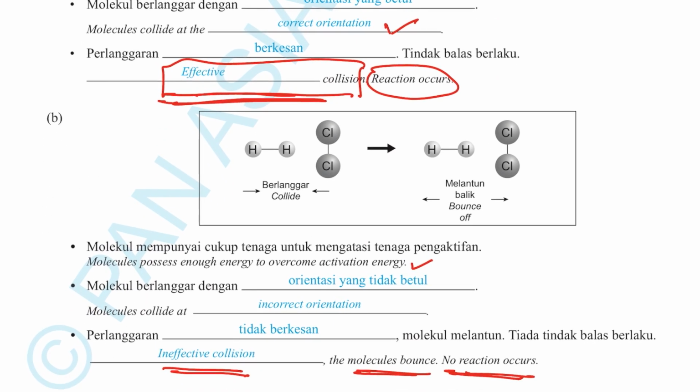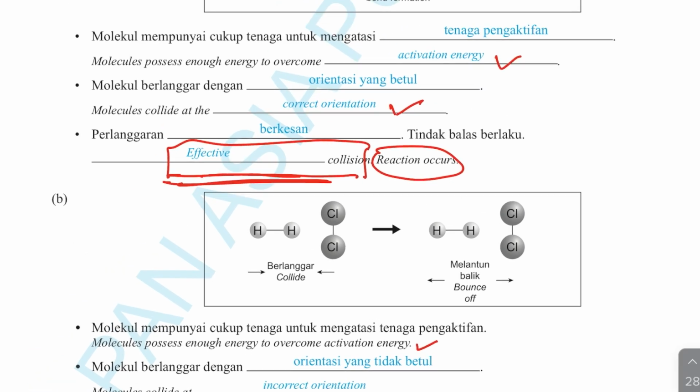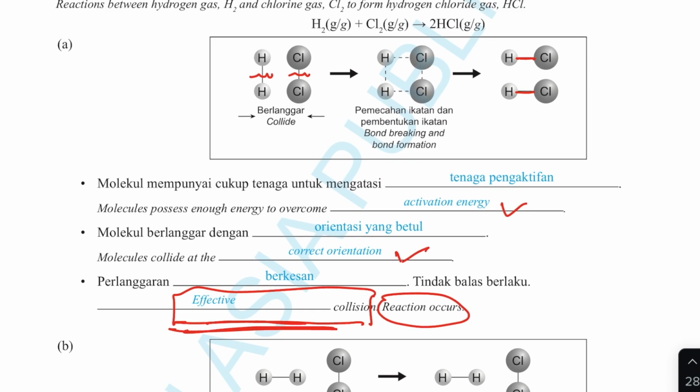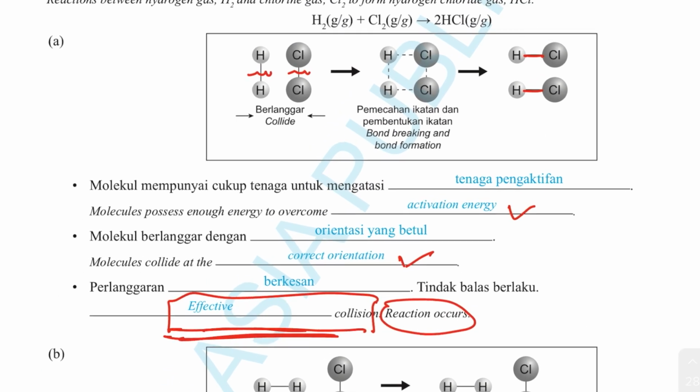Okay, we still remember about correct orientation. The particles of reactant need to collide in the correct orientation in order for the reaction to occur. So this is the correct orientation. So you see H2 will collide with Cl2 in the correct orientation to produce HCl.